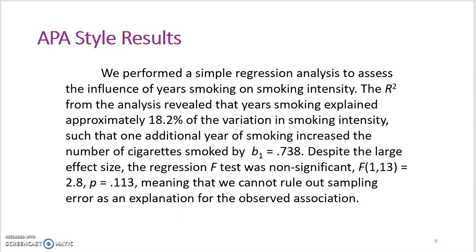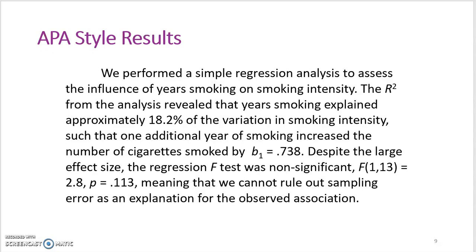We would say we performed a simple regression analysis to assess the influence of years smoking on smoking intensity. The R-squared from the analysis revealed that years smoking explained approximately 18.2% of the variation in smoking intensity, such that one additional year of smoking increased the number of cigarettes smoked by B1 equals 0.738. Despite the large effect size, the regression F-test was non-significant, and then we would report the F, which was 2.8, and p equals 0.113, meaning that we cannot rule out sampling error as an explanation for the observed association.